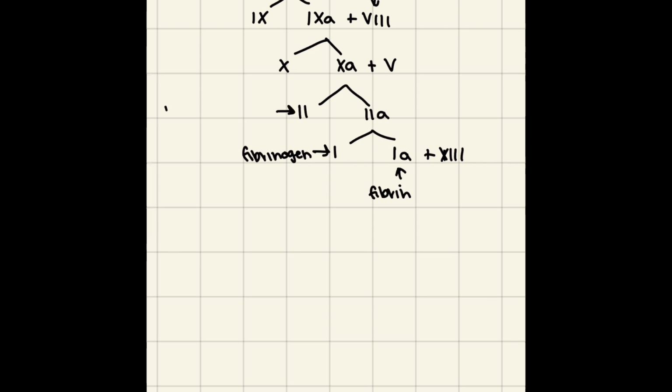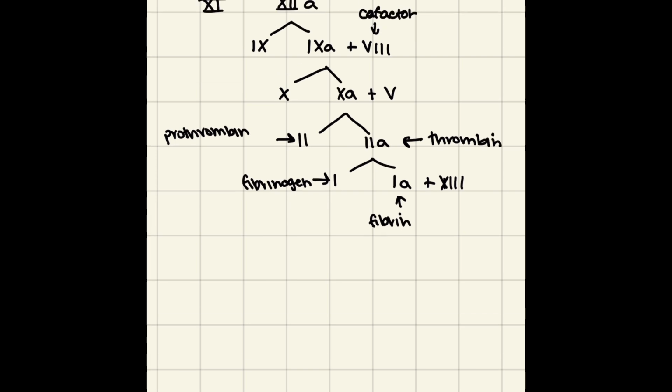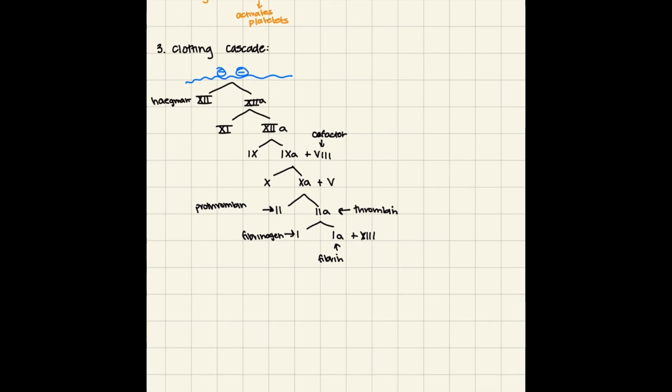Factor 2 is prothrombin, and factor 2A is just thrombin. So thrombin activates fibrinogen into fibrin. Factor 10 activates prothrombin into thrombin, all that. All of this upstream of factor 10, okay, too far, is the intrinsic pathway. It's all things that happen inside the cell.